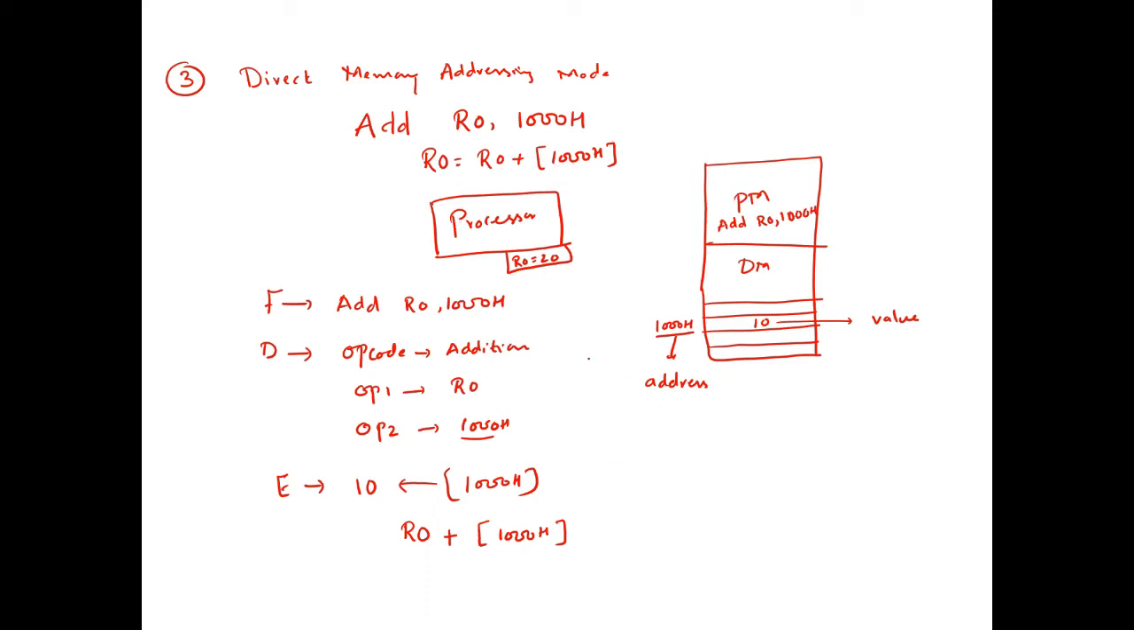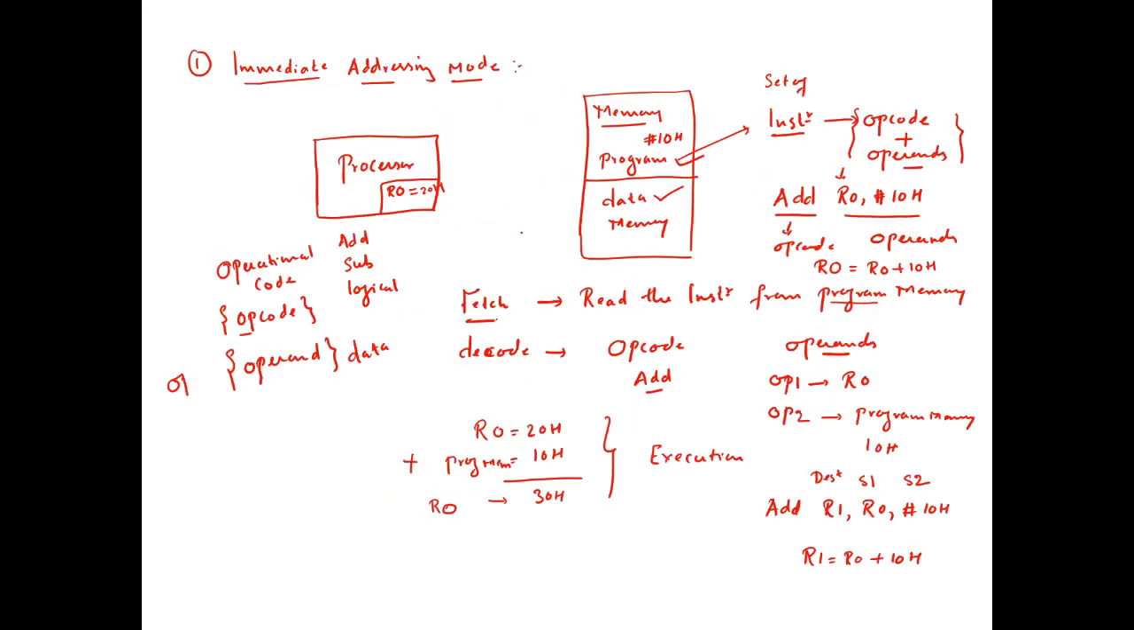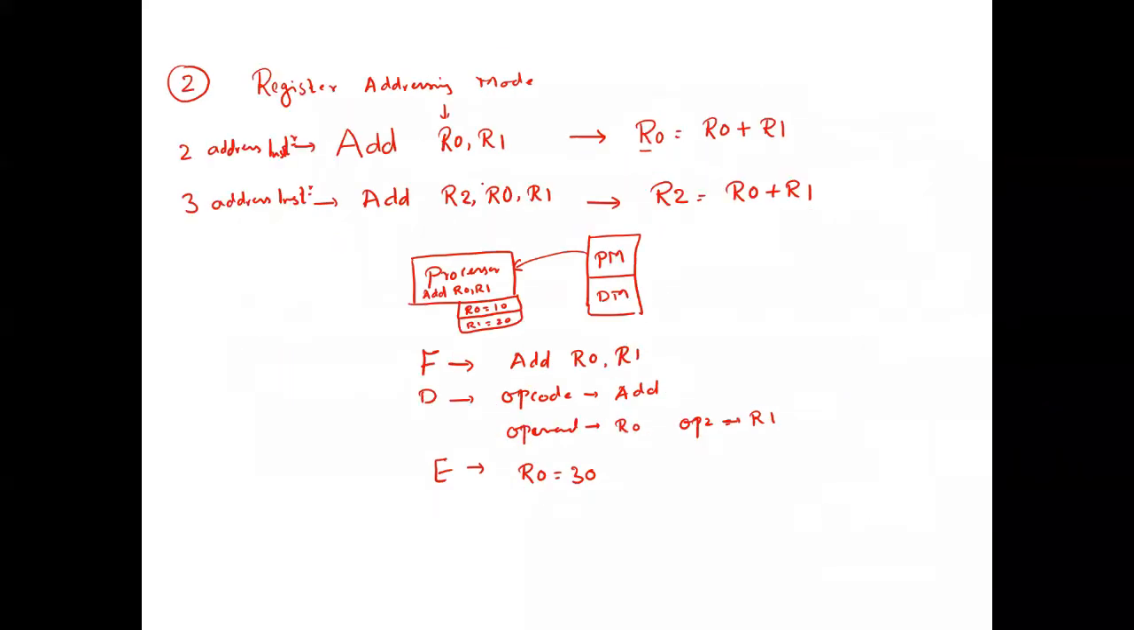Okay, so how is it accessing the operand now? It accesses the operand whose address is specified in the instruction, right? In immediate addressing mode, there is no need to go and access the data memory. It is readily available along with the instruction itself. And in register addressing mode, again the data does not reside in data memory; the data resides in the registers of the processor itself.